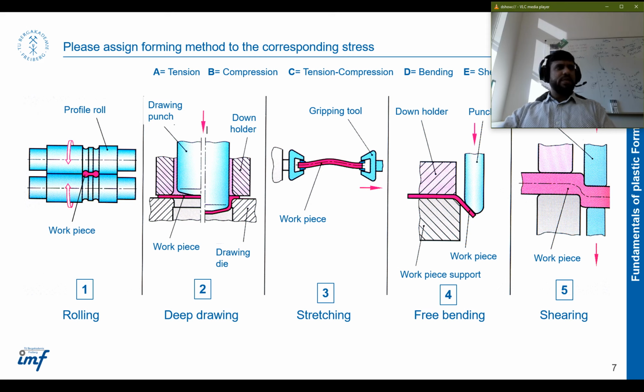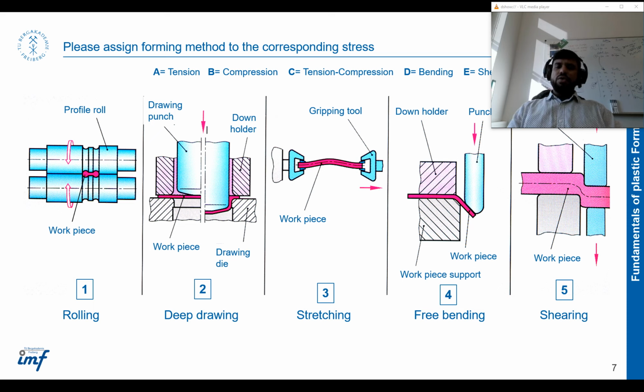Just remember that E is shear, and the options are A, B, C, D, E. So when we talk about the first rolling process, this is profile rolling, where we have two rolls through which this red material is coming out.